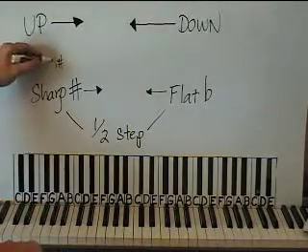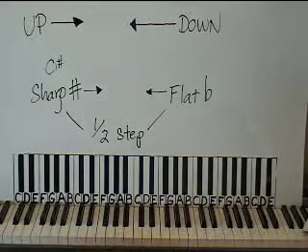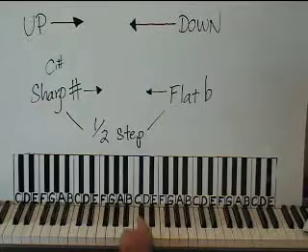what would you do? Here's a C. If I said C sharp, we're going to go this way 1/2 step. So you wouldn't go to this black key, that's too far. We're going to go to the very next one, whether black or white.